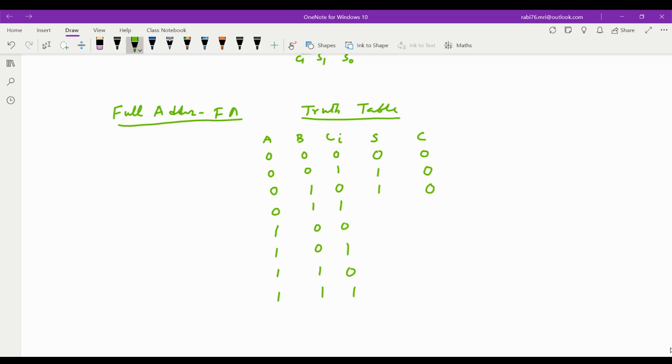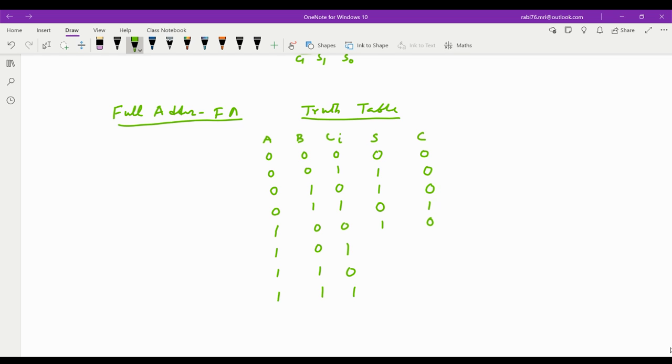First, what I am doing is adding this and this, and then with this. And Ci and B0, this will give you 1 0. That means sum 0 and carry 1. So this will give you sum 0 but carry 1, right? Now the next, 1 0 0, what will be? The sum will be 1, of course, carry will be 0.